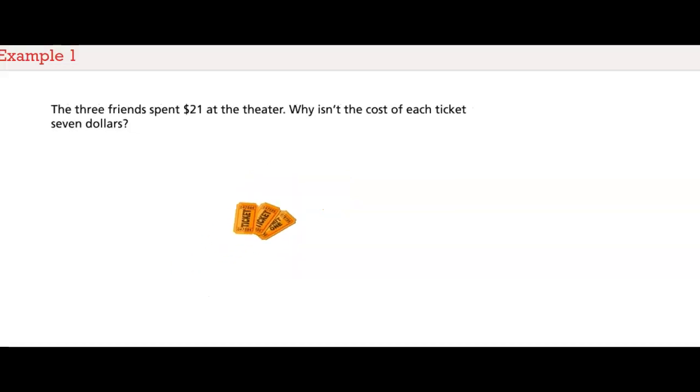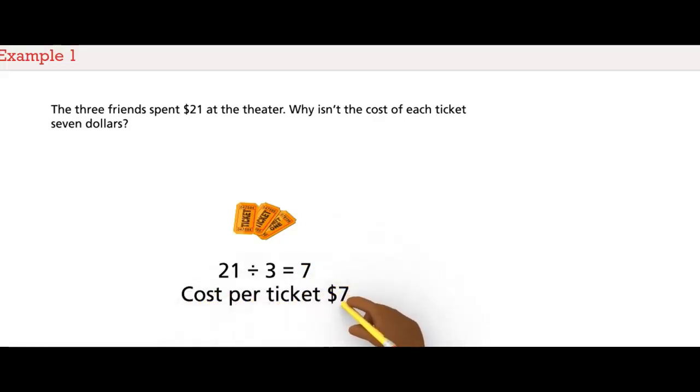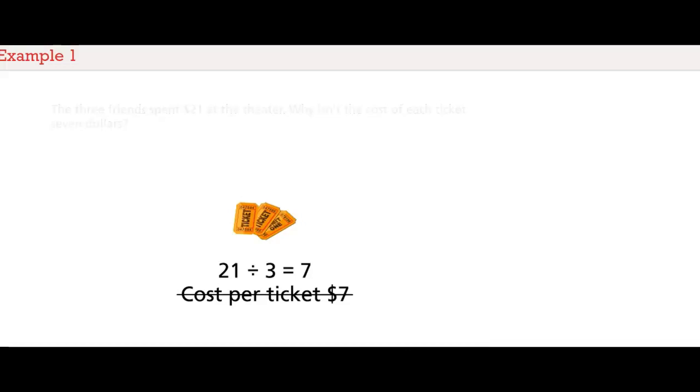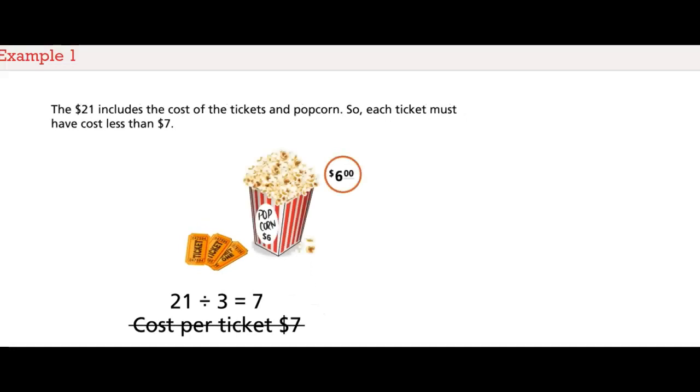The three friends spent $21 at the theater. 21 divided by 3 is 7. So why isn't the cost of each ticket $7? The $21 includes the cost of the tickets and the popcorn. So each ticket must have cost less than $7.